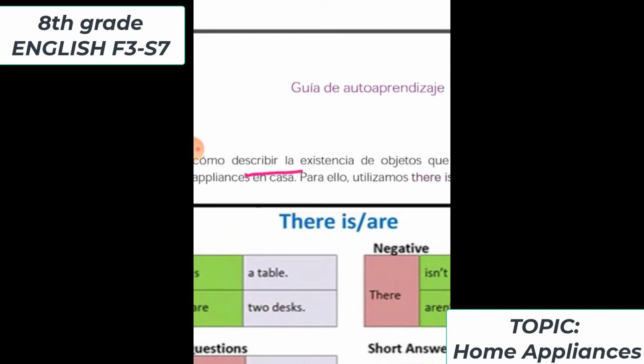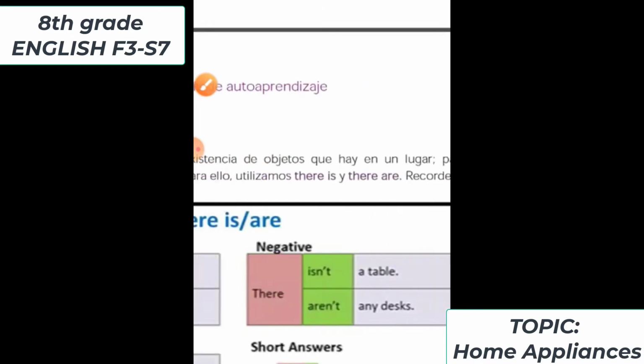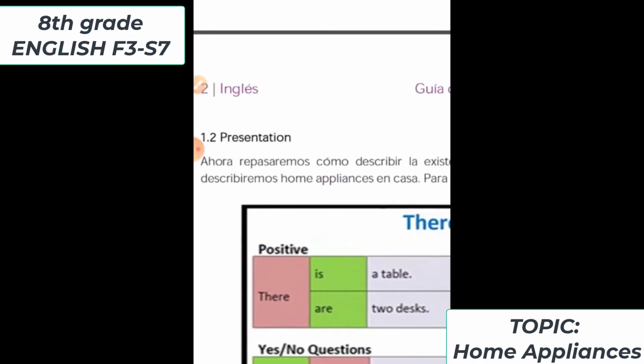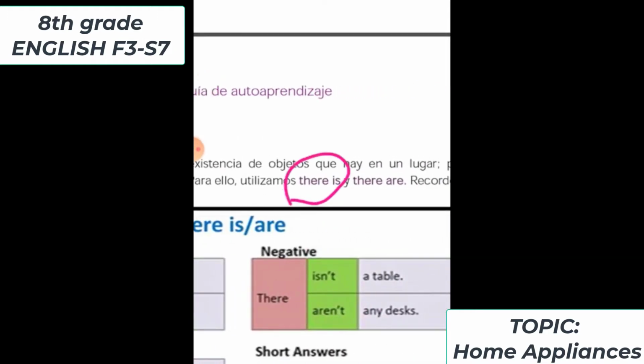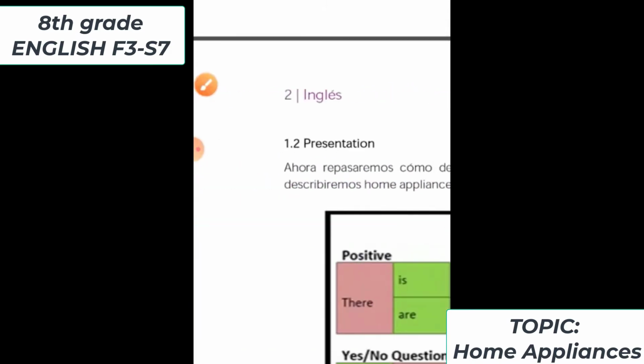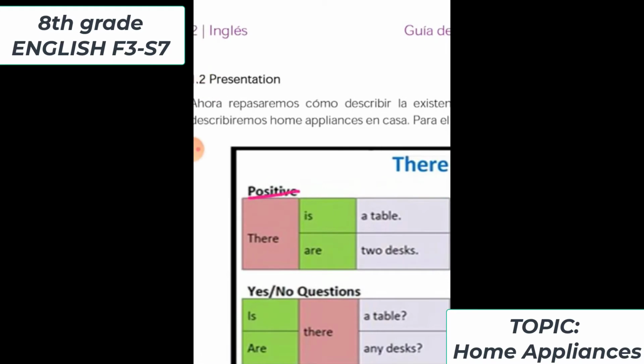Cómo describir la existencia de objetos que hay en un lugar. Para nuestro caso, describiremos home appliances en casa. Para ello utilizaremos there is y there are. Recordemos la estructura. Here one is affirmative. Affirmative, remember, is to say yes.